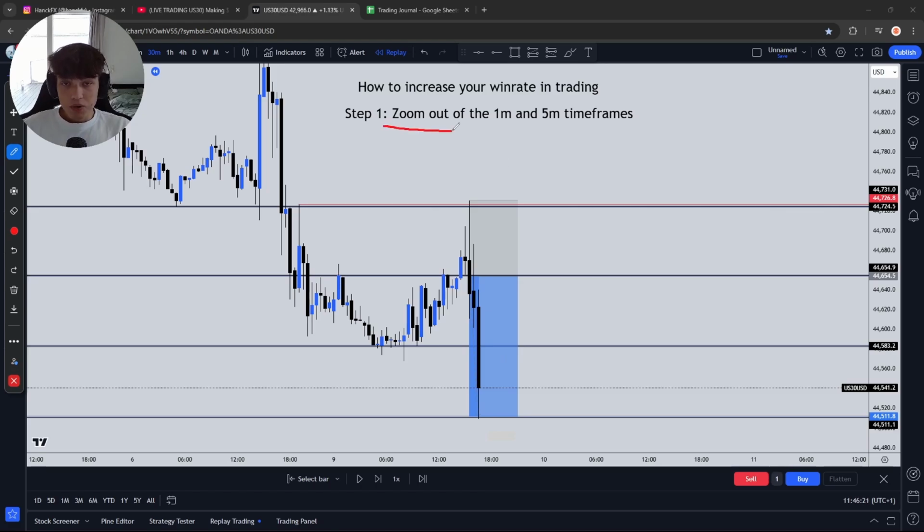So zoom out of the 1 minute, zoom out of the 5 minute, and focus more on the 4 hour, 1 hour, and 30 minute, because that has way more power than the lower time frames.